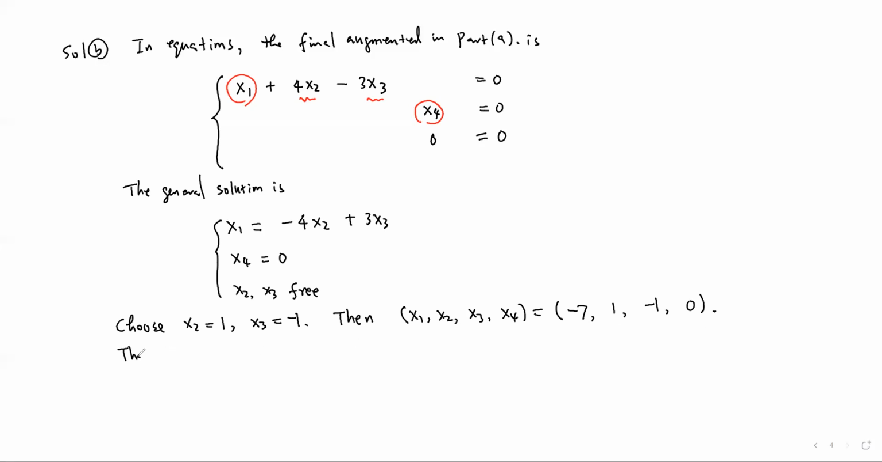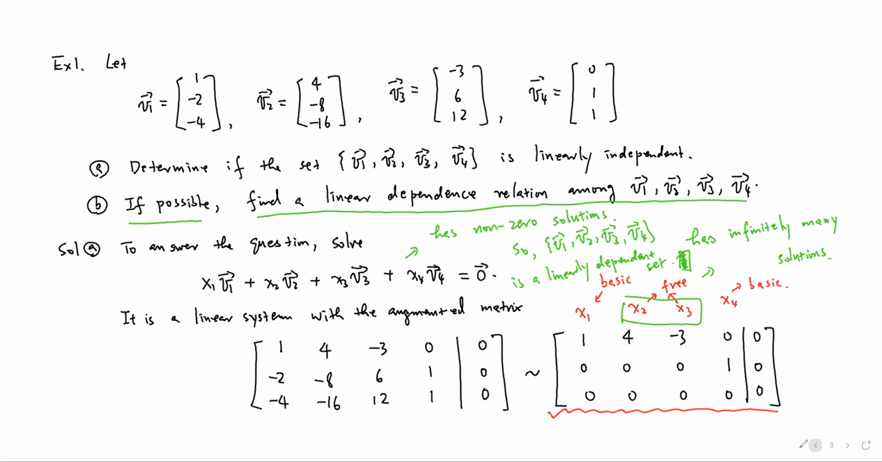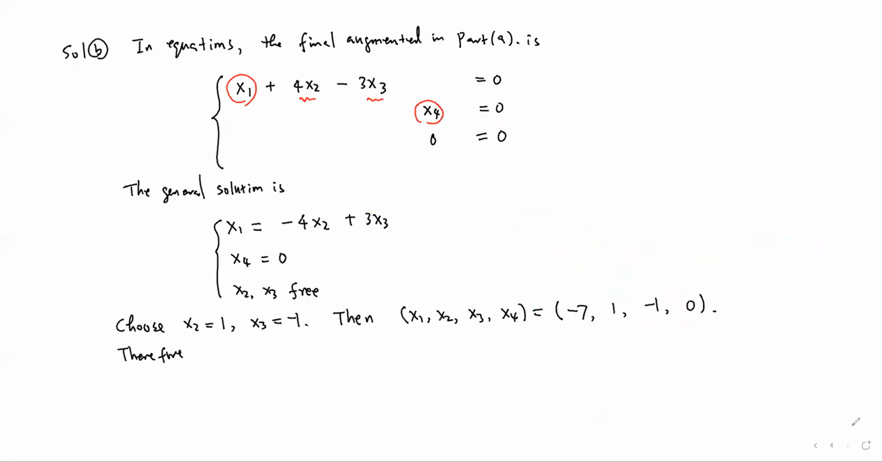Therefore, I can answer question B. Find a linear dependence relation among the 4 vectors. Plug in my solution in the vector equation here. Because the linear system has infinitely many solutions, there are infinitely many linear dependence relations. Okay, the following is just one.